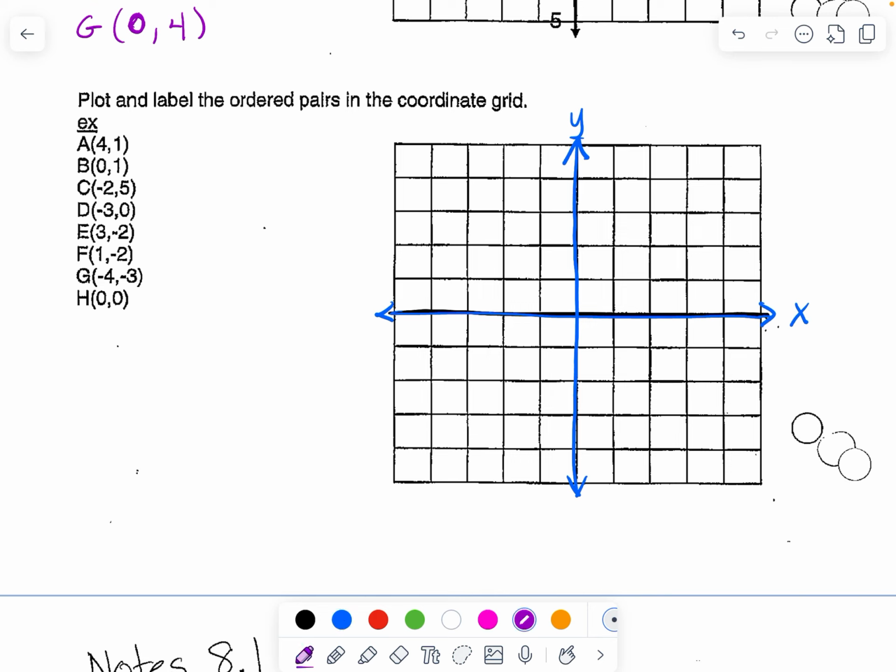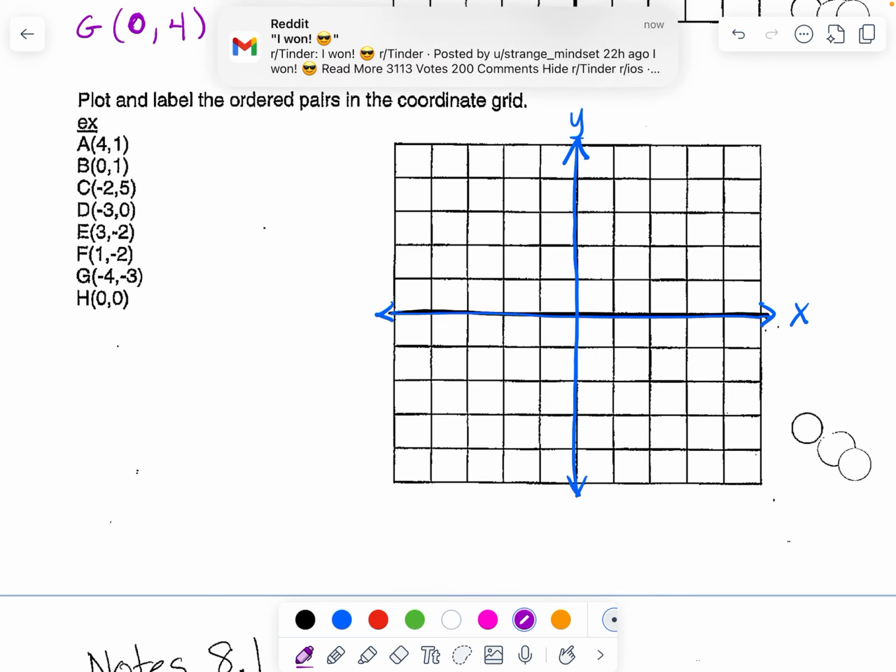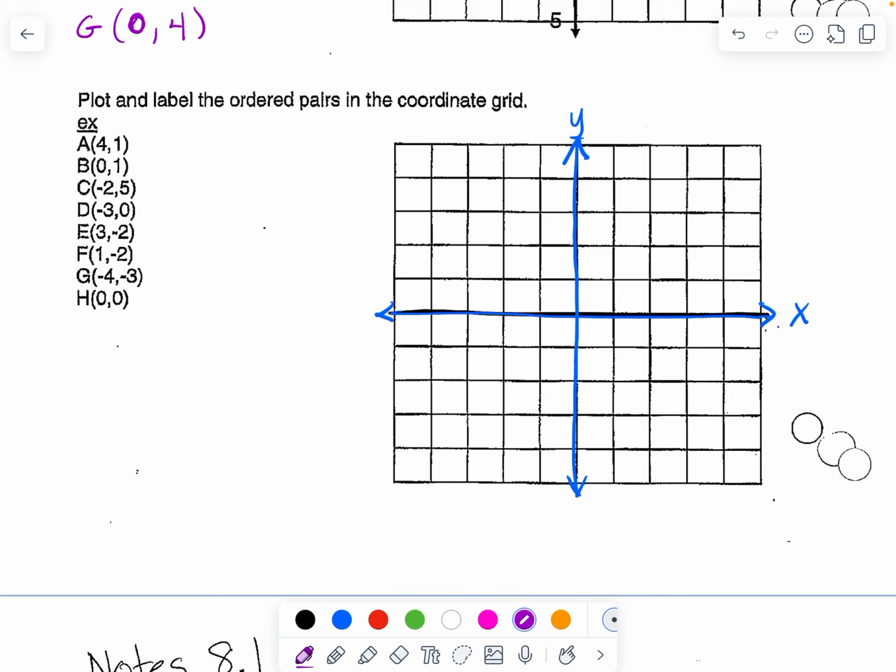And then we're going to plot those points. Always remember that when you're looking at a parenthesis, your first number is an x value and your second number is a y value. You're always starting in the middle at (0, 0) and traveling left or right first, up or down second. So point A says you're going to travel right, because it's positive, from the origin 4 spaces. So you're going to go 1, 2, 3, 4 to the right, and then you're going to go up 1. You would land right here in the first quadrant. So this is point A.